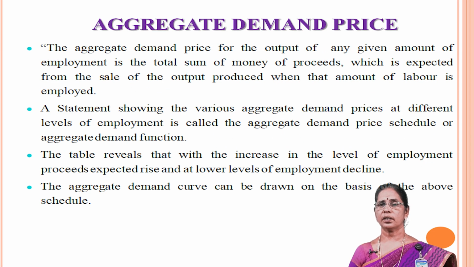Now we have to see the aggregate demand price. The aggregate demand price for the output of any given amount of employment is the total sum of money proceeds which is expected from the sale of the output when that amount of labor is employed. A statement showing the various aggregate demand prices at different levels of employment is called the aggregate demand price schedule or aggregate demand function. The table reveals that with the increase in the level of employment, proceeds expected rise, while at lower levels of employment they decline. The aggregate demand curve can be drawn on the basis of the above schedule.